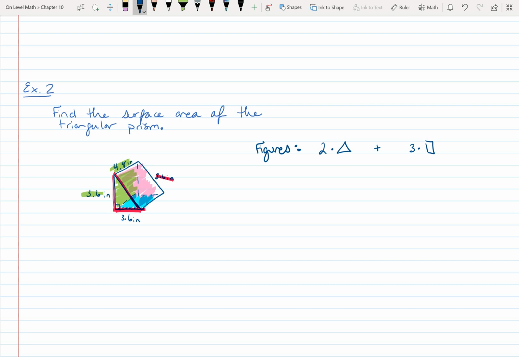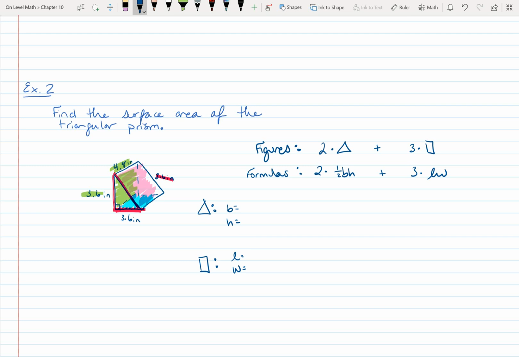Alrighty, so let's break down our formulas. 2 times 1/2 base times height, plus 3 times length times width. Now we label what we know. So for the triangle, we need our base, we need our height. For a rectangle, we need our length, we need our width.